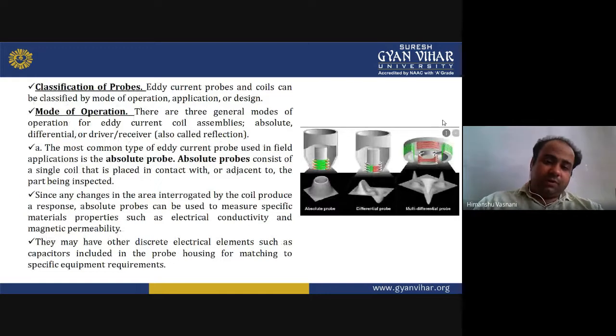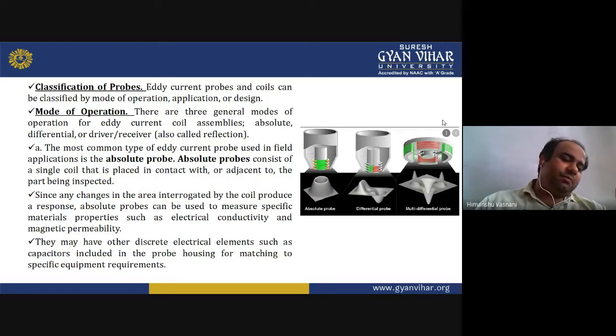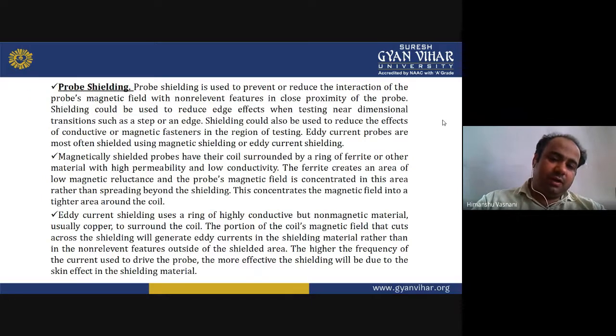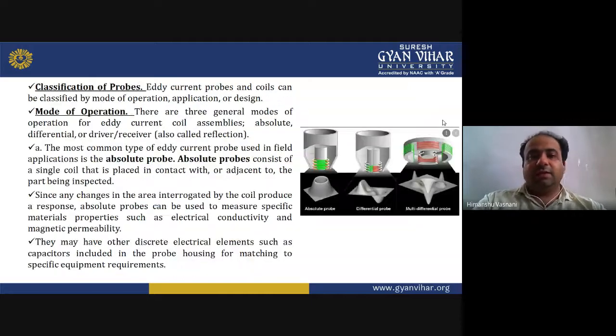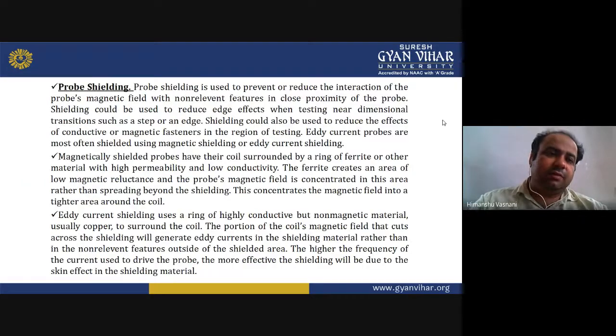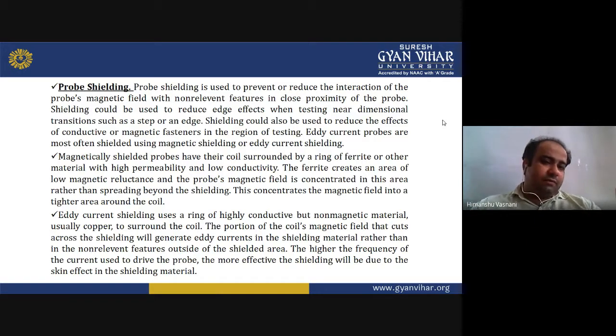Now, classification of probes. Probes are used in eddy currents and they are very important. For that, we have also discussed this term known as probe shielding. Now we go to the topic which is very interesting, that is the classification of probes. While discussing probe shielding, we also came across that shielded probes have their coil surrounded by a ring of ferrite or other material with high permeability and low conductivity.